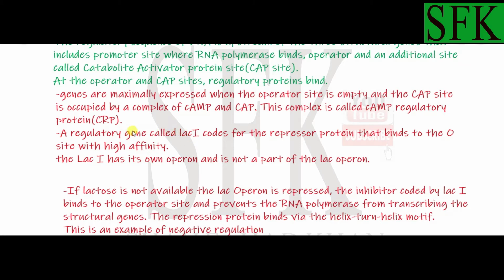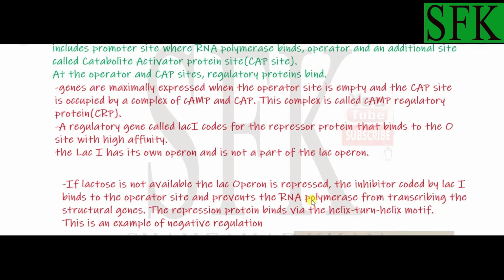This regulatory molecule, after being produced at that specific operon, acts as a trans-acting molecule, and it comes and binds at the operator, the O site, with very high affinity. Once this repressor molecule, which is produced by Lac-I, binds at the O region, then you know that the RNA polymerase will not be able to initiate transcription. Lac-I has its own operon and is not a part of the Lac operon. So this is your second regulatory protein, which is produced by the Lac-I gene.